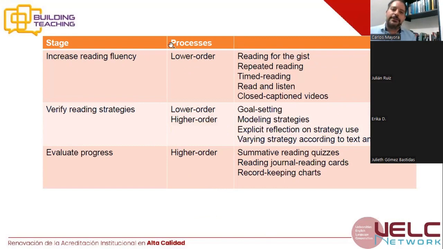Increase reading fluency. This would promote lower order, but remember what I said, lower order doesn't mean unimportant or easy, okay? So how do students develop this? By reading for the general idea and not too many details. Repeated reading. Usually students, when they finish reading the text, think, okay, I finished, I'm done. But if you can get students to read the same text twice or more times, they will learn to do it more fluidly.